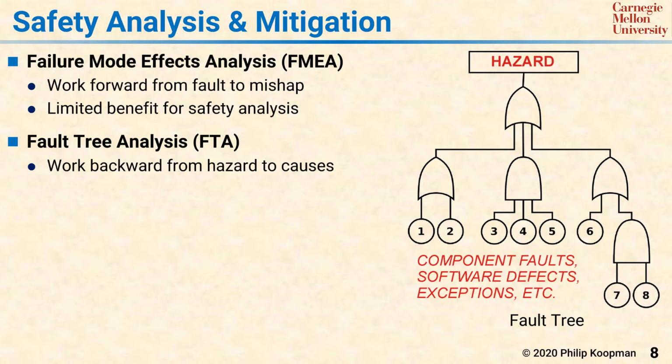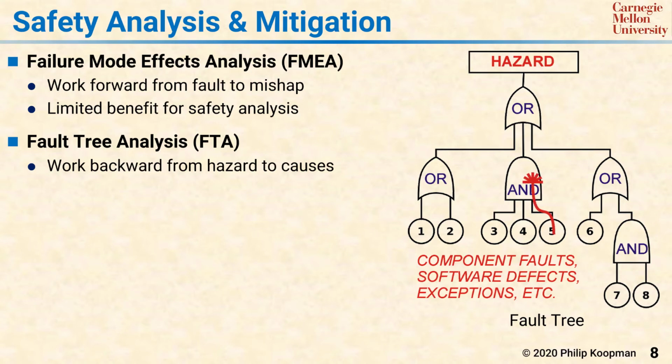In this example, a hazard or mishap is at the top of the tree, at the root, and working downward toward the leaves. There are nested levels of AND gates and OR gates. An OR gate means that any one of the inputs below will, if true, cause the hazard. An AND gate means that all of the inputs below that gate must happen concurrently for the hazard to be caused. With this formulation, it becomes clear that AND gates are good because a single fault cannot produce the hazard if it goes through an AND gate.